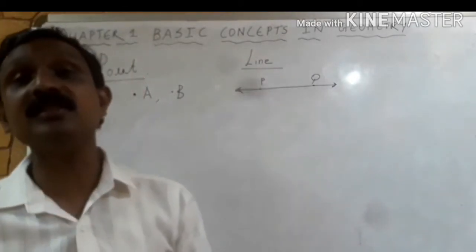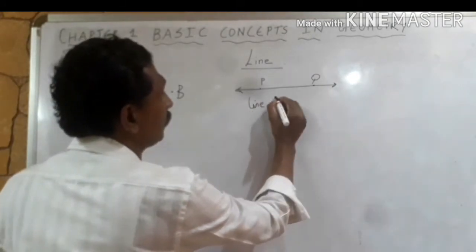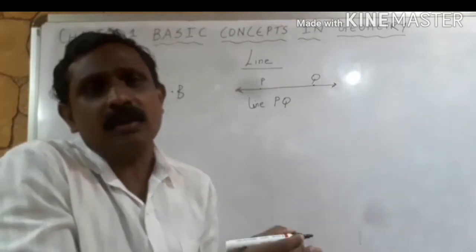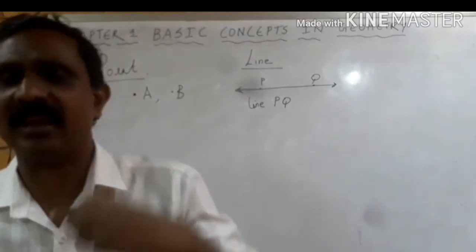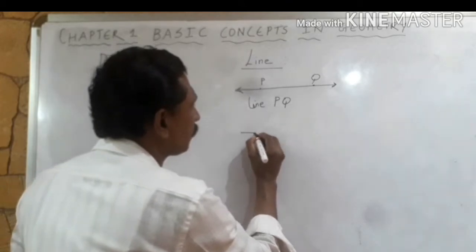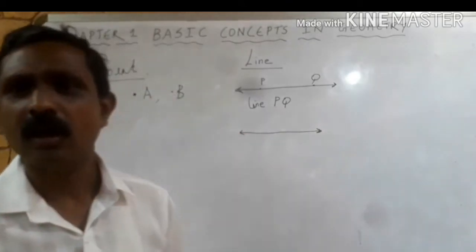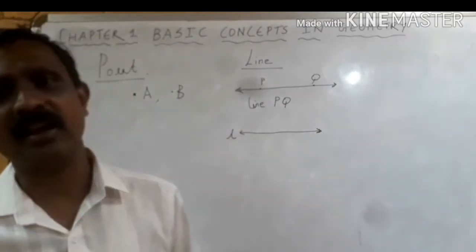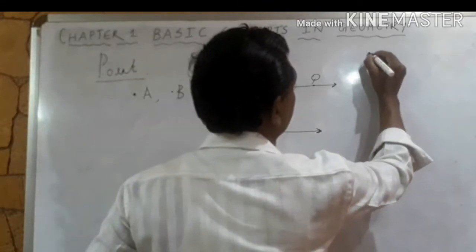Now how do we name this line? Line PQ. There are some other examples of writing the line with small letters like l, m, n. We have drawn a line over here, right? How to write it with small letters? Line n.